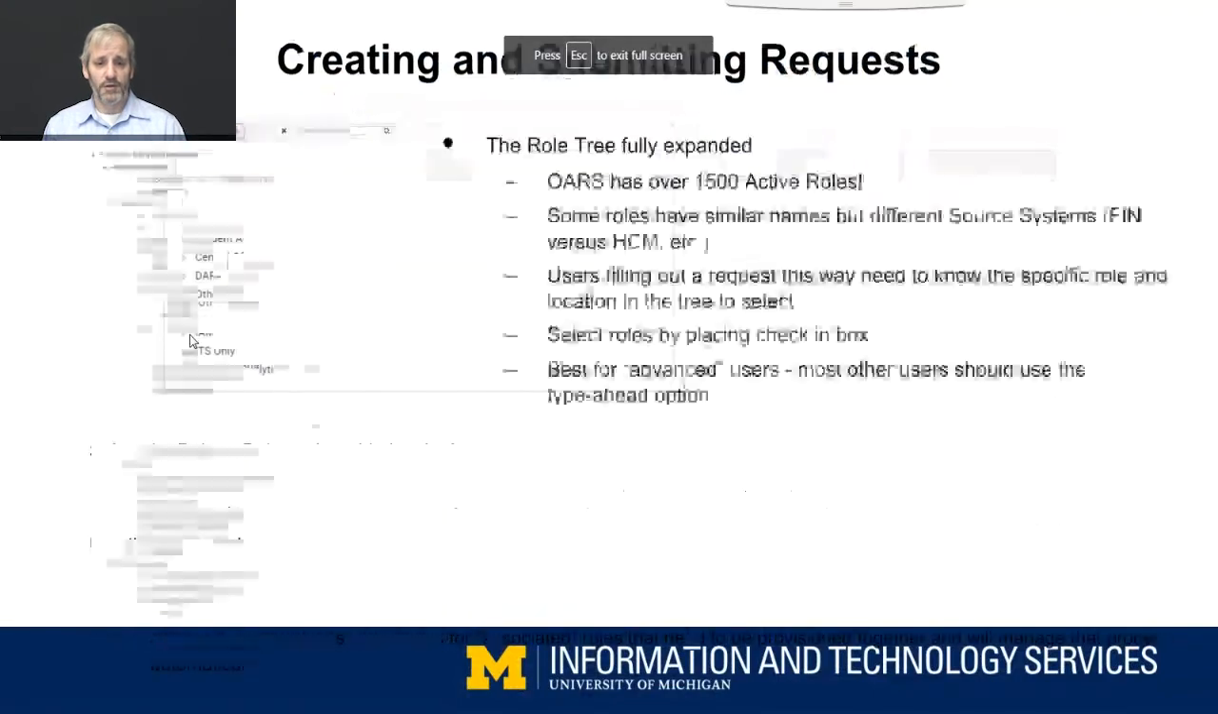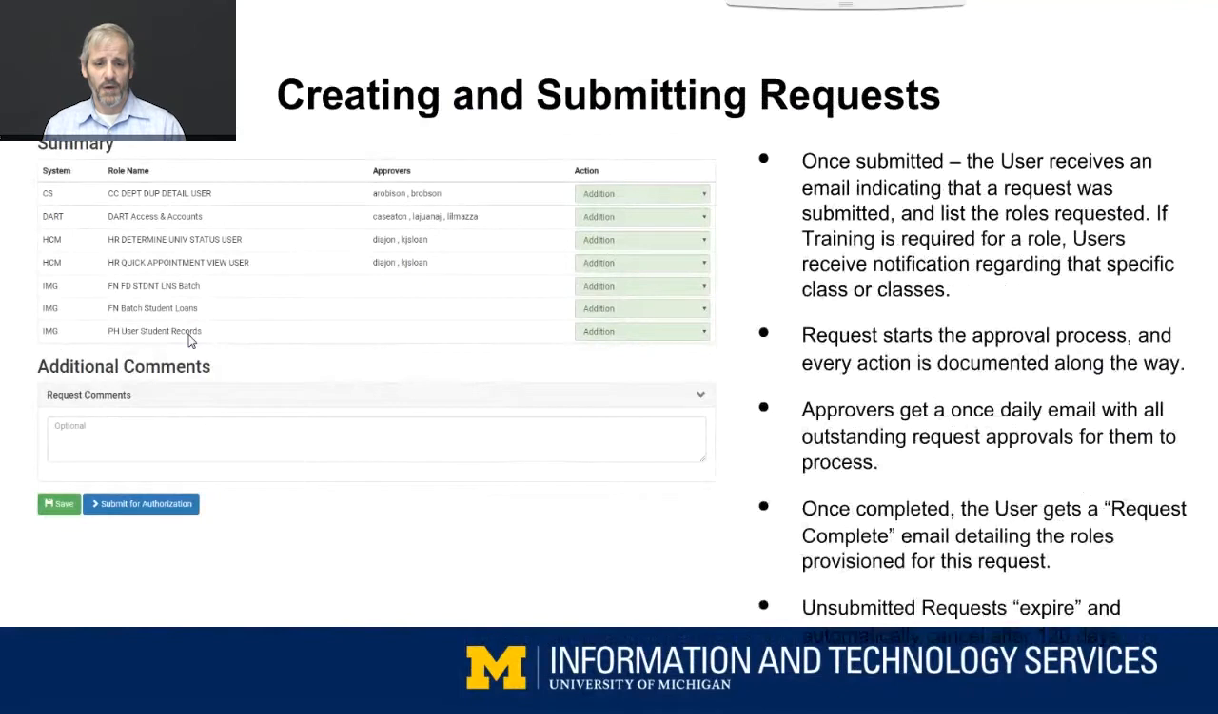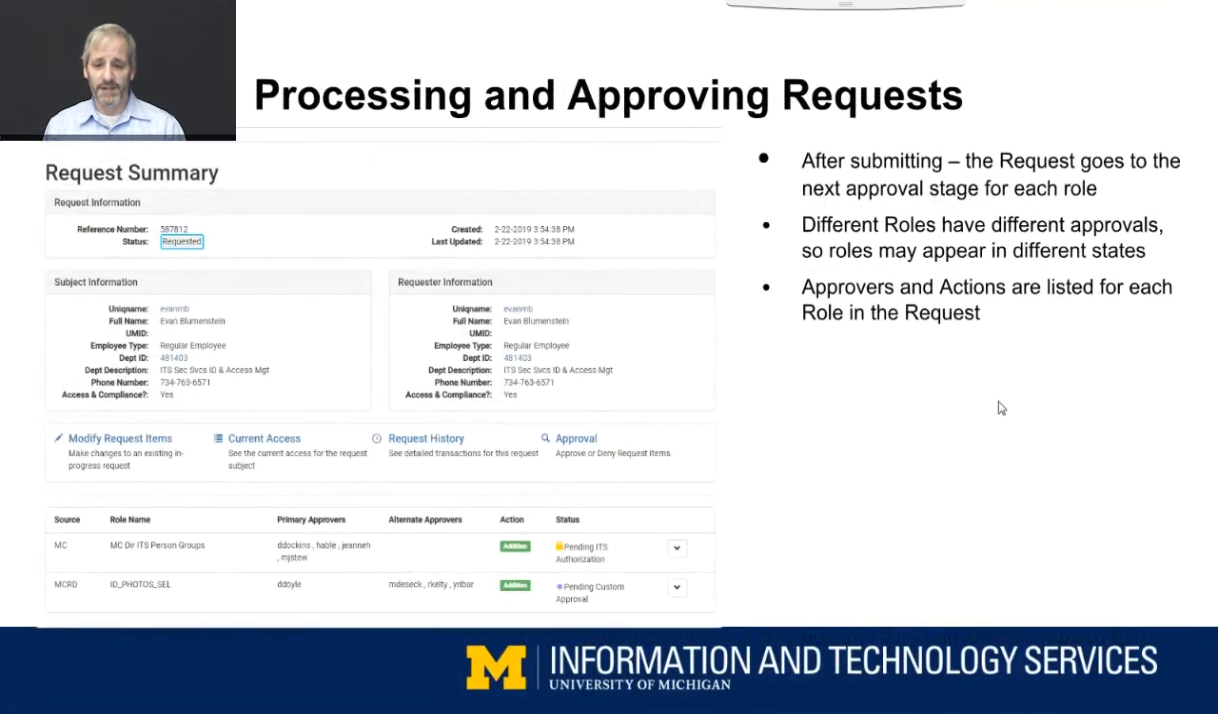Looking at my notes here, we've talked about the roles, we've talked about copying roles. I want to talk a little bit about processing requests. After you submit a request, processing can take anywhere from 5 minutes to 5 days. It really depends on the role itself. Different roles have different approvals and they go through different steps. So they may process at different times.